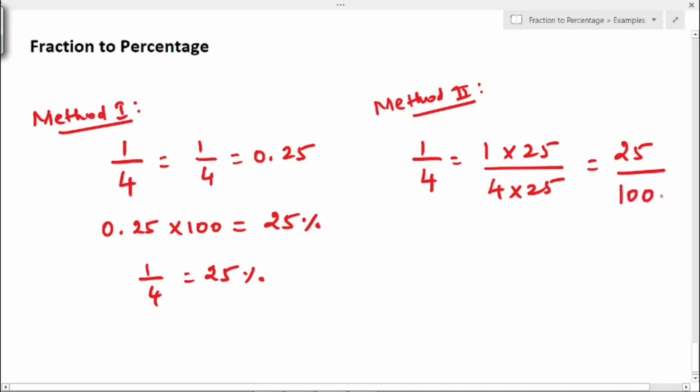So what is 25 by 100? That is nothing but 25%. Usually the percentage value is denoted as a number divided by 100, right? So this 25 by 100 is nothing but 25%. So the percentage value of 1 by 4 is 25%. Right? So this is the easy way of finding the percentage value. Now we will solve a few more examples.